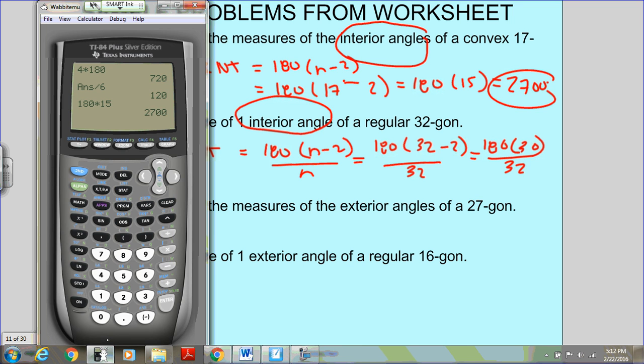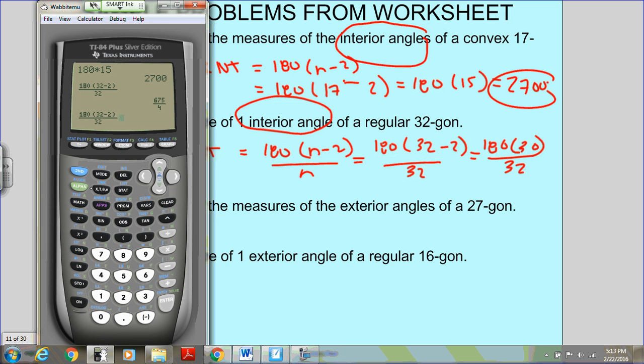And on your calculator, you can type all of this in one step. So you could have 180, open parentheses, 32 minus 2 over 32. And that's probably best just in case you make a simple arithmetic mistake. And you're going to get 675 divided by 4.